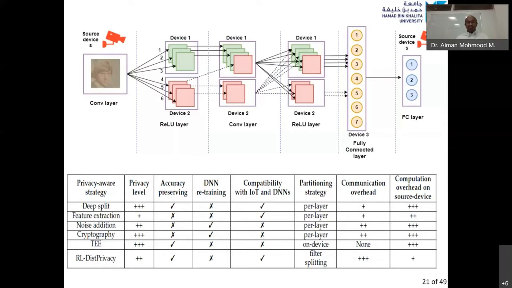Our approach, we believe it has reasonable privacy because you cannot deduce the data. It's accurate, it does not require retraining. It's compatible with IoT devices because each device is handling very little work. It uses the pair segment, particularly the filter splitting approach. It has higher communication costs because you communicate with more devices, particularly to make the privacy higher, and it has lower computational overhead compared to other approaches.